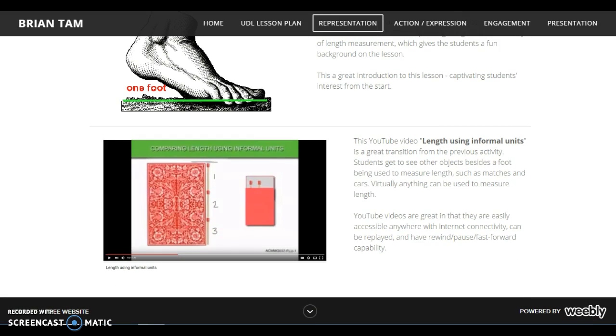The YouTube video length using informal units is a great transition from the previous activity. Students get to see other objects besides the foot being used to measure length, such as matches and cars. Virtually anything can be used to measure length. YouTube videos are great in that they are easily accessible anywhere with internet connectivity, can be replayed, and have rewind, pause, fast forward capability.